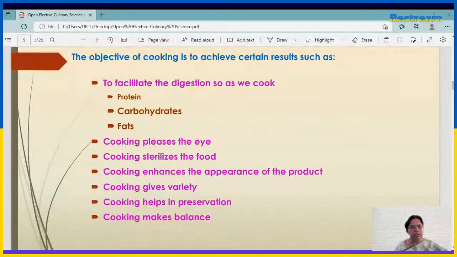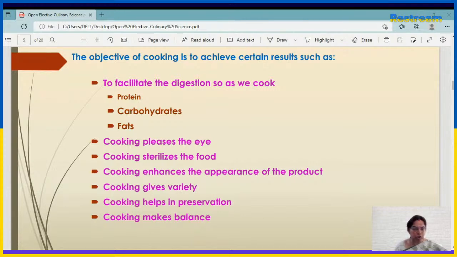Then cooking sterilizes the food. So the more you cook or boil, the more it sterilizes. Cooking enhances the appearance of the product. Then cooking gives variety, which we have already spoken about. And another important thing, cooking helps in preservation.